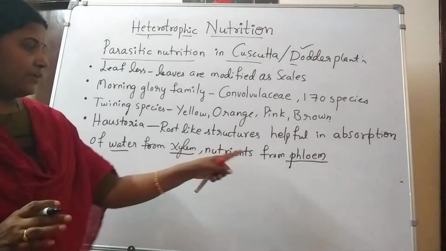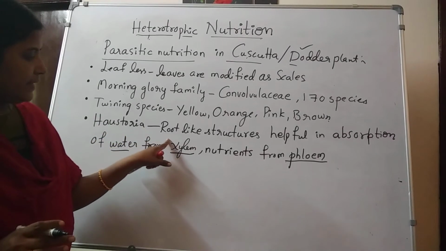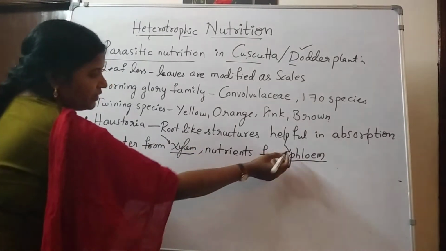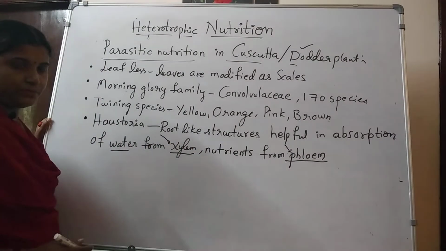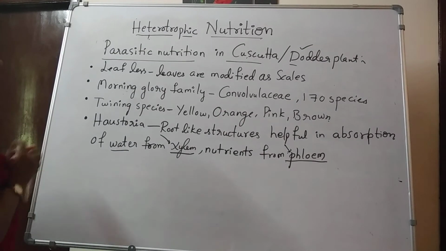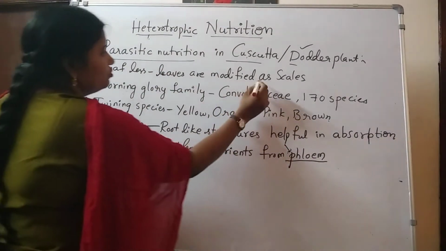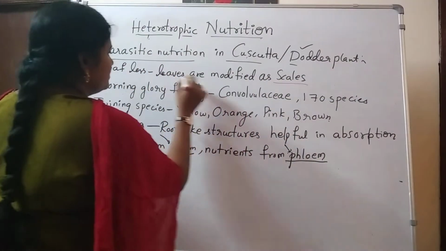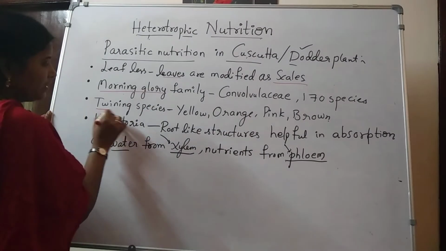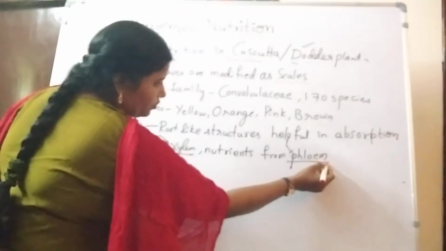Okay, xylem and phloem. So what happens? These haustorial structures penetrate into the xylem and phloem and absorb the water and nutrients from the plant. Now we will see how it germinates. The main points, the keywords, I am underlining; you also underline. Leaves are modified as scales, and it belongs to the morning glory family, a twining species, with haustorial structures, xylem and phloem.